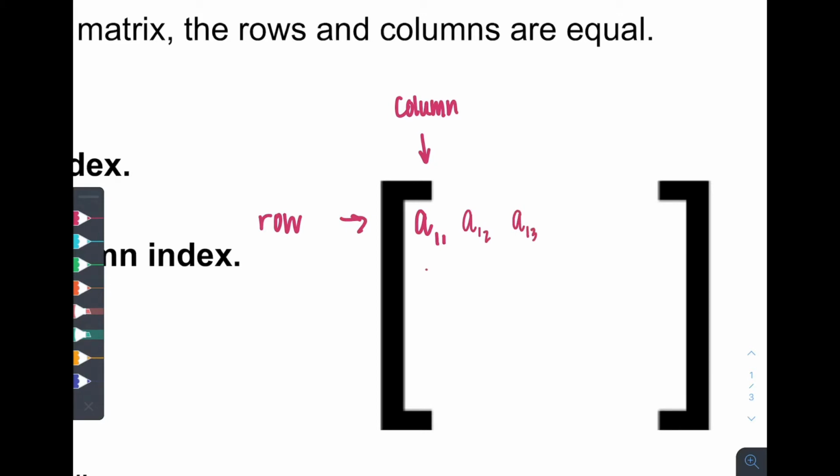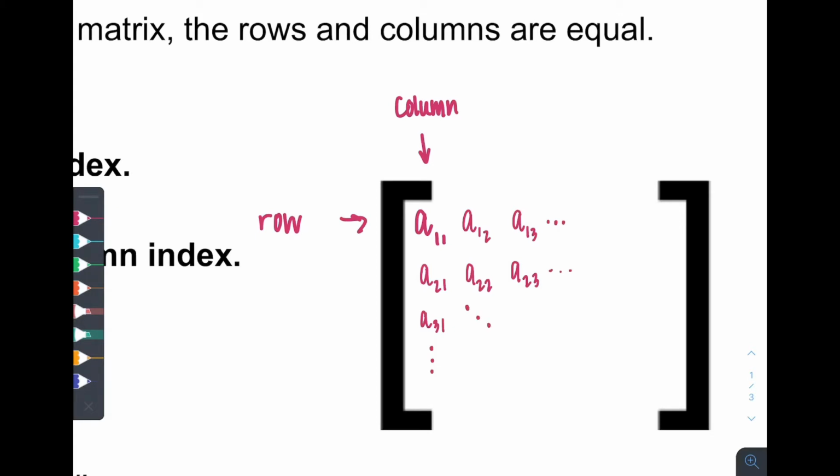Then moving down, this is row 2, but column 1. Row 2, column 2, row 2, column 3. It keeps going. This is row 3, column 1, keeps going. Okay, so it keeps going forever and ever in every direction.